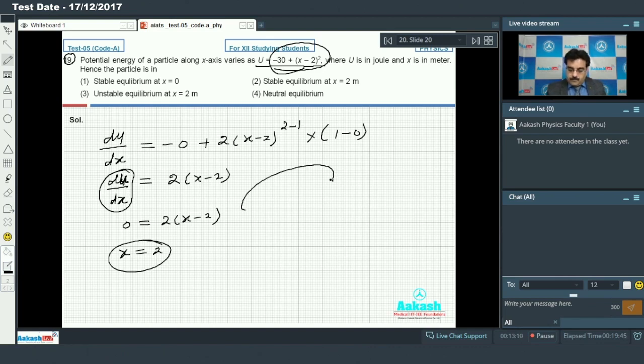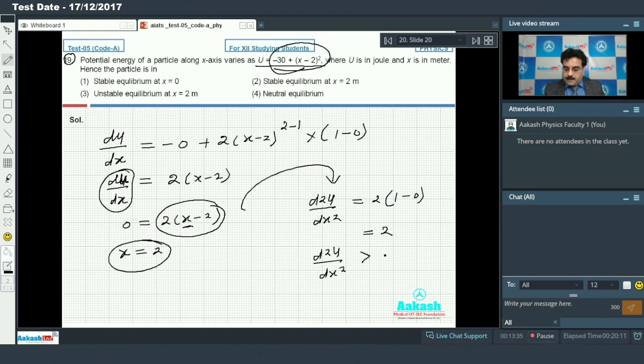So now I want to know the type of equilibrium. So if I differentiate again, d2U over dx2, then if I differentiate this term again, we'll get 2. The differentiation of x is 1 and minus 2 is 0. So we'll get 2. So it is clear the second derivative of this is greater than 0. So we can say my option number 2 is correct. Let's move on to question number 20.